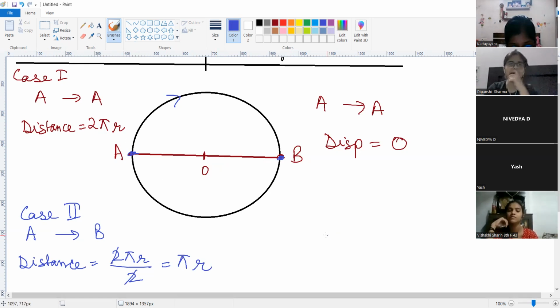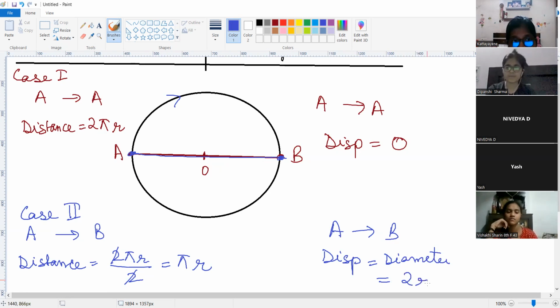Now in this case, what is the displacement from A to B? It is what? The displacement is how much? It is the shortest distance. Shortest distance. So it is the diameter. Or we can say it is 2r. Is this clear? It is 2r. Clear है सबको ये point?